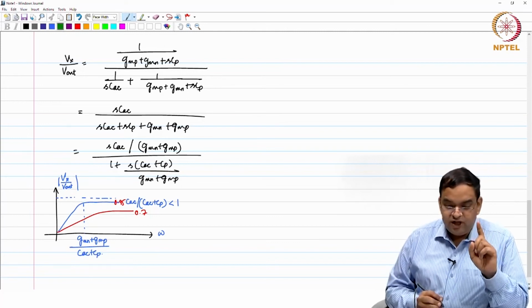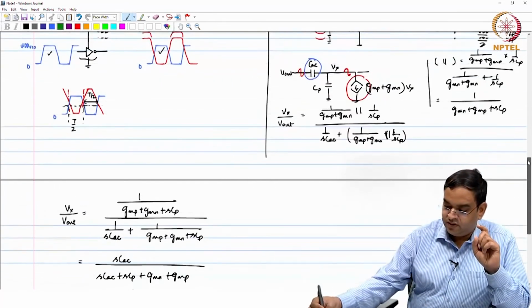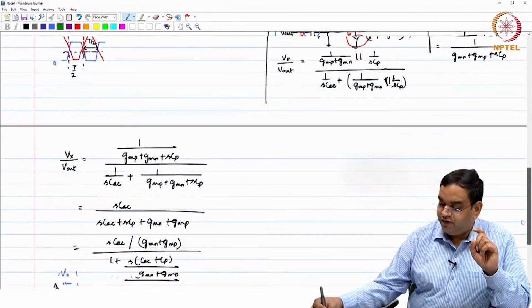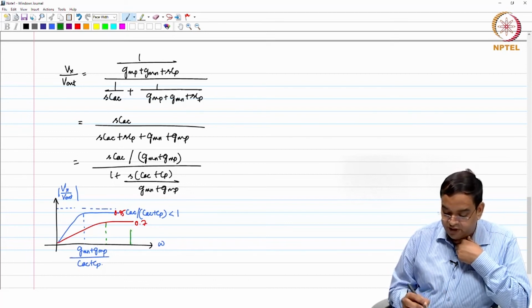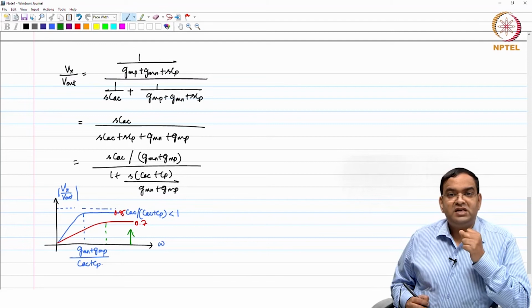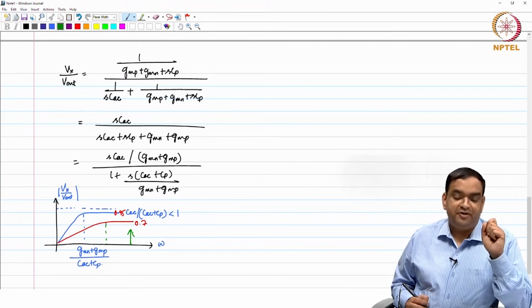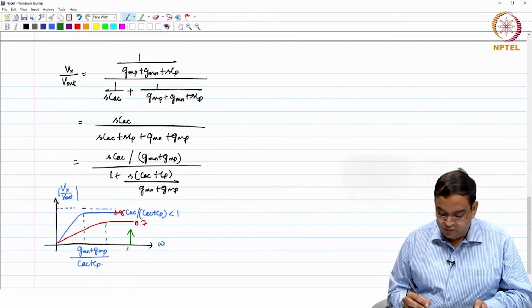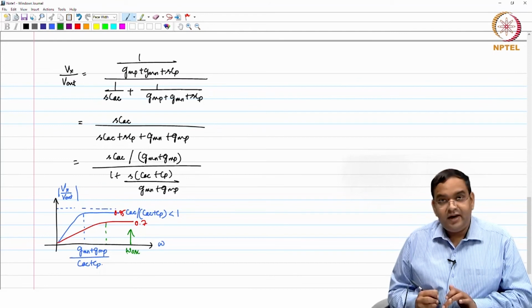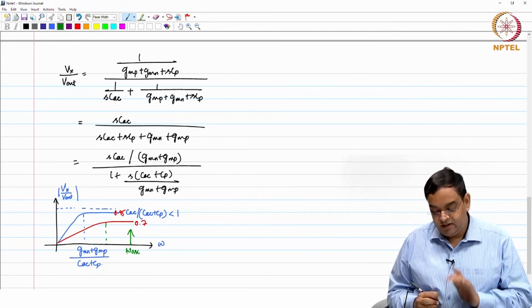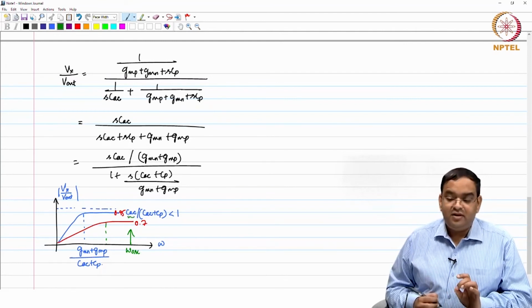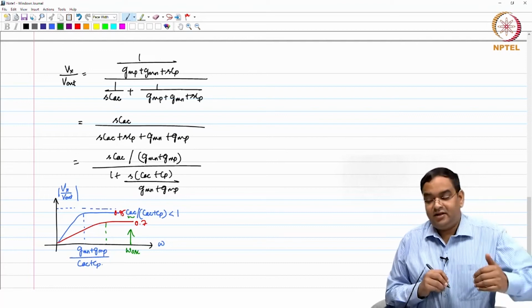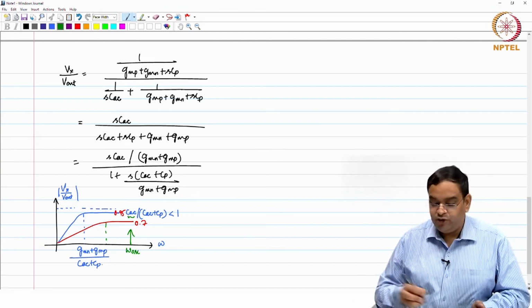The other thing is that your cutoff frequency should be smaller than the frequency at the input of the buffer. Okay. So, this F oscillator or omega oscillator here should be greater than GMN plus GMP by CAC plus CP. Second, if you want the amplitude not to degrade, then you should make CAC large, such that the degradation in the amplitude is lesser. That is how you need to choose it.